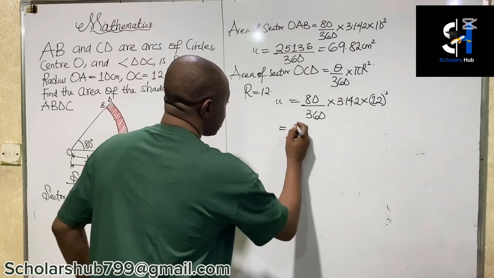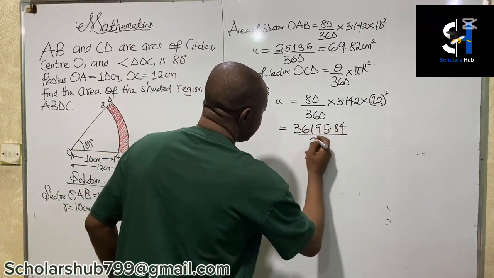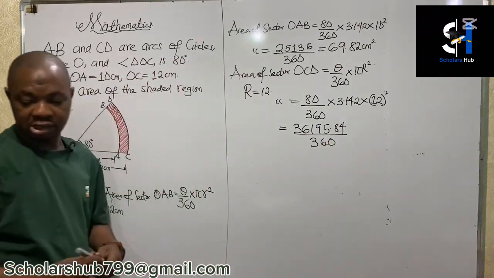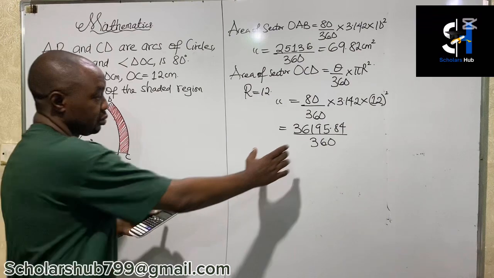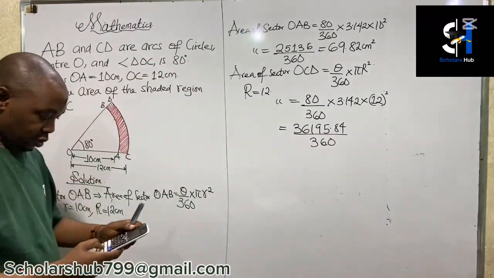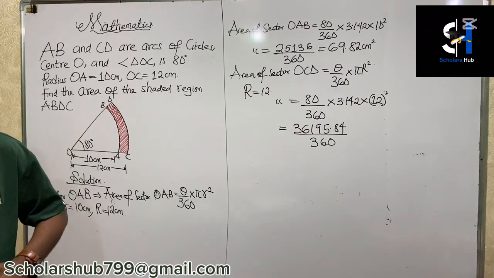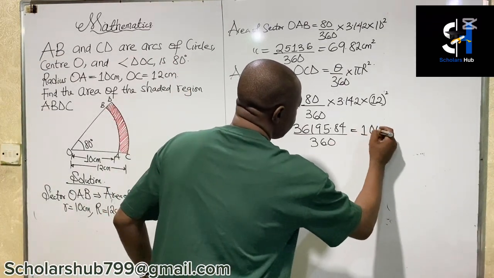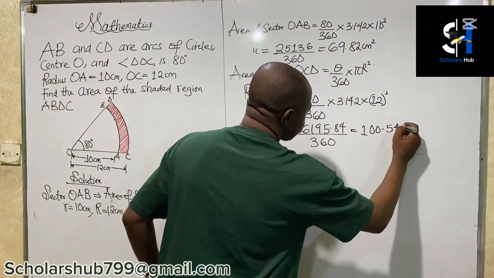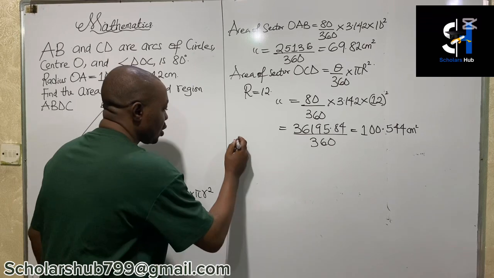Dividing 36,195.84 by 360 degrees, we have 100.544 square centimeters.